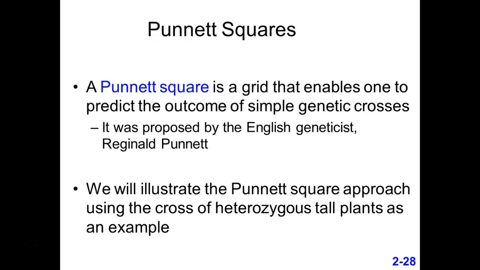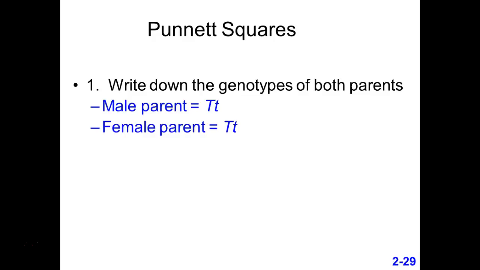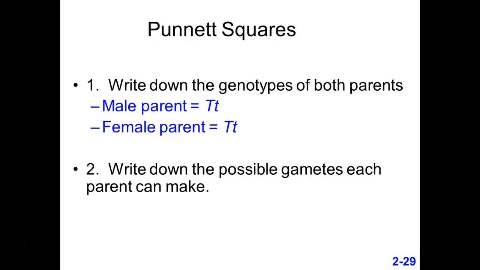So the heterozygous, where both parents have different alleles. We write down the genotypes of both parents. In the case of tall plants, we write T to denote dominant and little t for the recessive form of that trait that we're looking at. And we usually pick the letter for the dominant trait, so in this case, T for tall. Both of them are heterozygous, and so each parent is either going to give a dominant capital T or a lowercase recessive t.